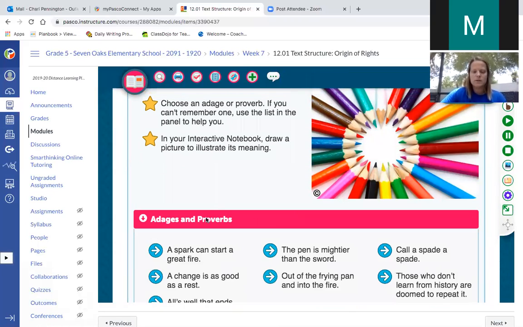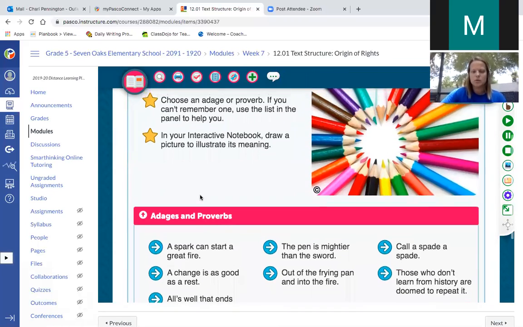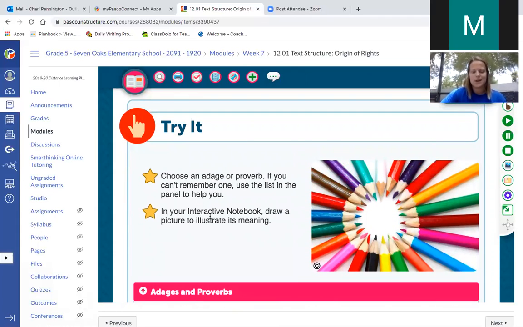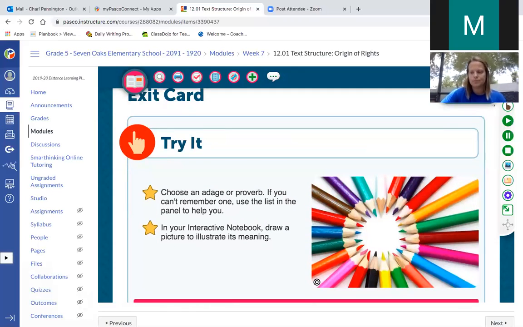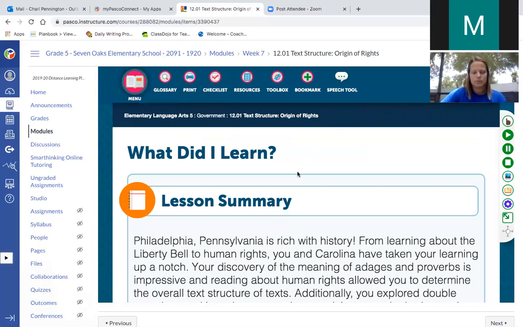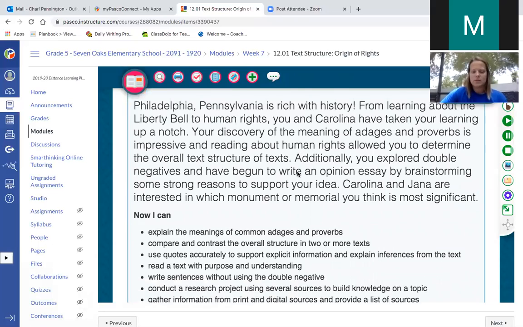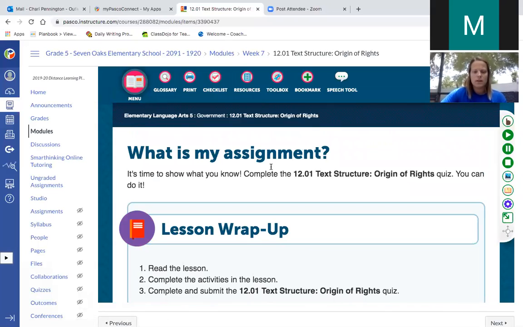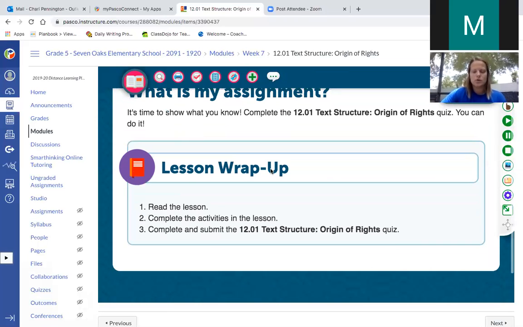Adages and proverbs quickly gives you an example. Again, it says in your notebook, optional. Again, you get to your lesson summary where it tells you what you learned. And then on this page, it's going to say to take your quiz.